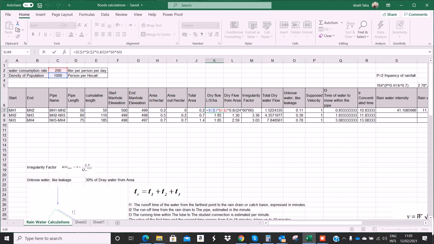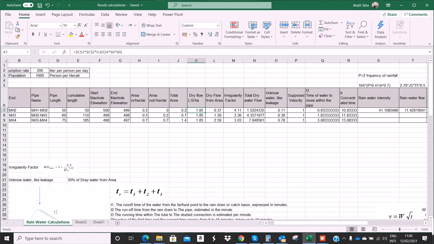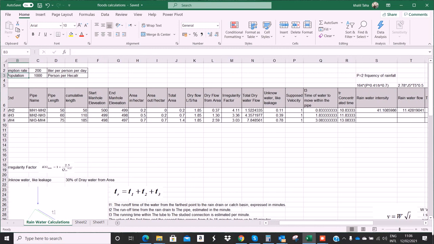Then I convert to seconds, because this 200 is per day, and to convert from day to second you need to divide by 24 hours, multiply by 60 minutes, multiply by 60 seconds. Now we have it, and it is a constant parameter. You will see it is 1.83. It is the same for all areas because it depends on the density.